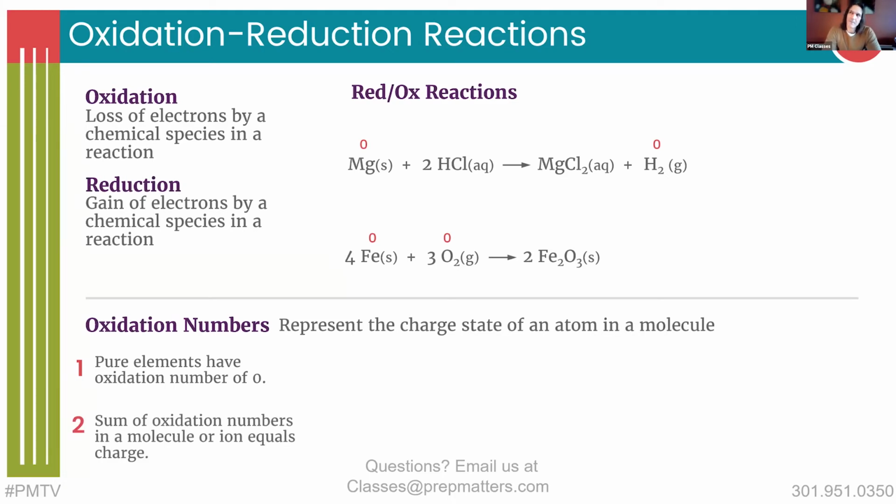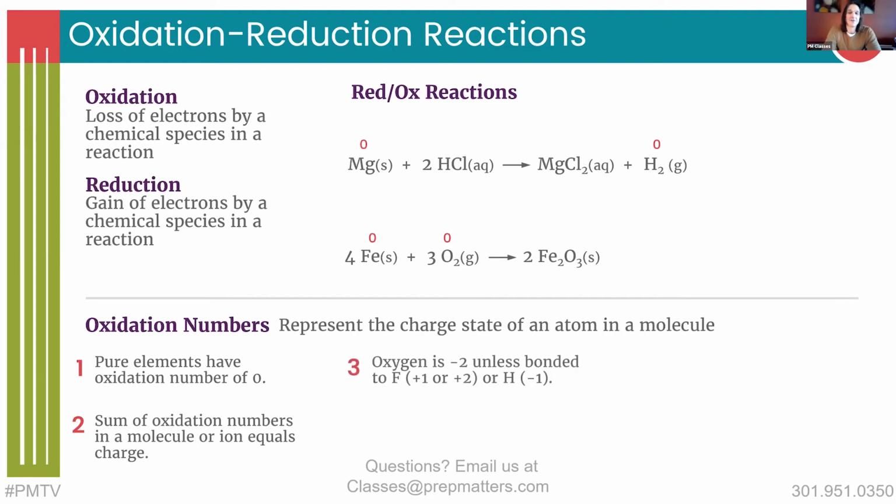Rule 2, which I probably should have made rule 6 now that I think about it, is that the sum of the oxidation numbers in a molecular ion equals the charge. Clearly, Mg solid is 0, and 0 plus 0 is 0, so we're looking good there. We're going to use rule 2 in a hot second.